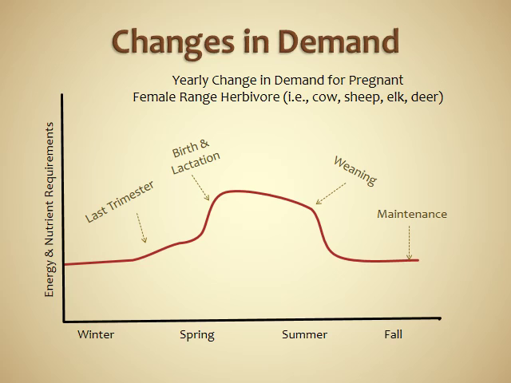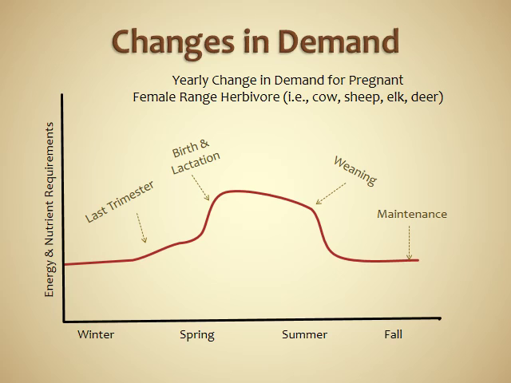So on the y-axis we have just kind of a rough number of energy and nutrient demand, and then how that changes from winter, spring, summer, fall, assuming that birth happens about in spring. So as you're coming through the winter, the animal is basically at maintenance. And then remember, there's an increase in energy and nutrient demands in that last trimester as the fetus is growing. That's putting more energy demand on the female.